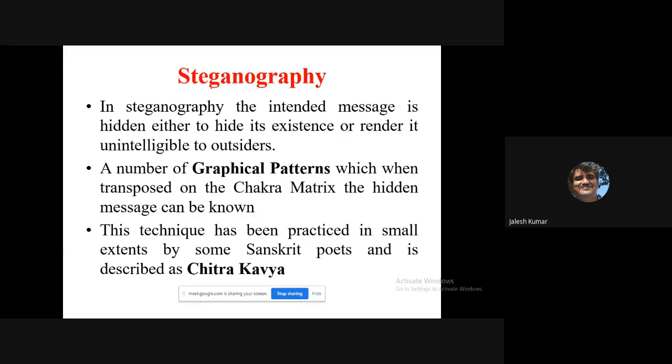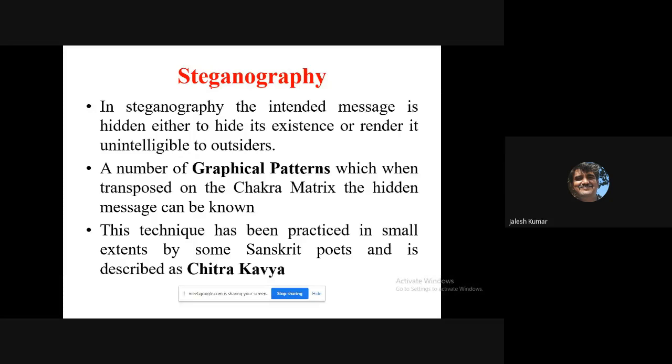So in steganography, the intended message is hidden either to hide its existence or to render it unintelligible to outsiders. That is very important because with any graphical patterns, even when transposed on the chakra matrix, the hidden message can be known. I'll show you the example. Once again, I am taking you to the old version of that. Now you know various LSB techniques where you are storing the information in lower bits. All these things are very common in steganography.